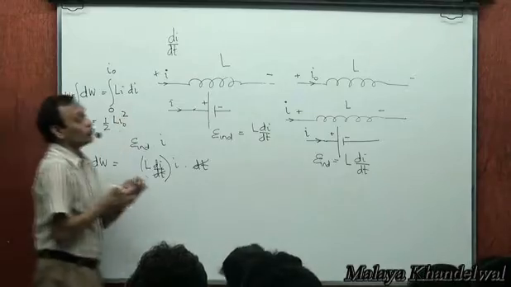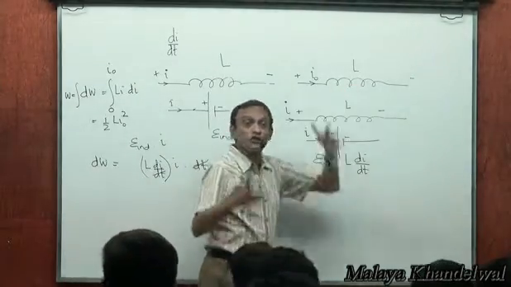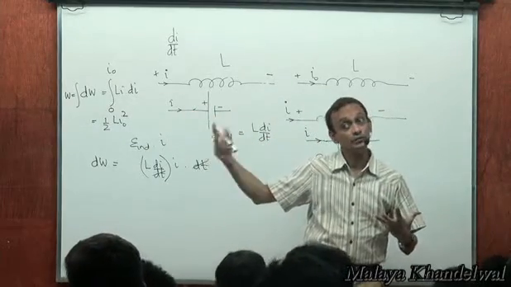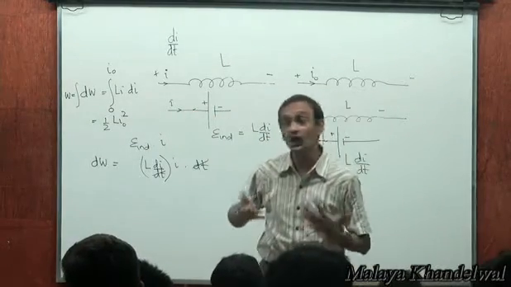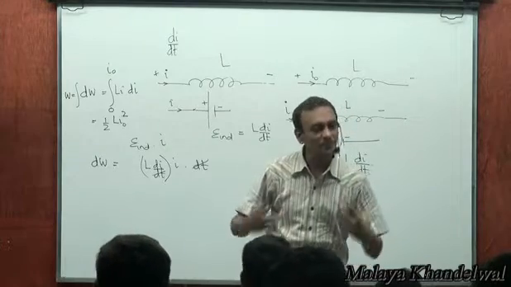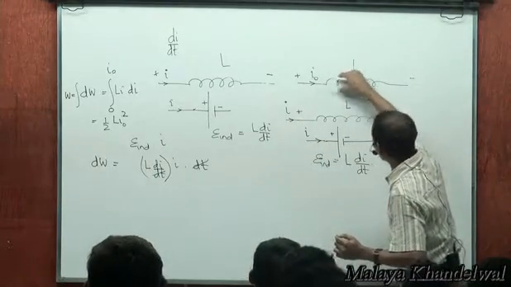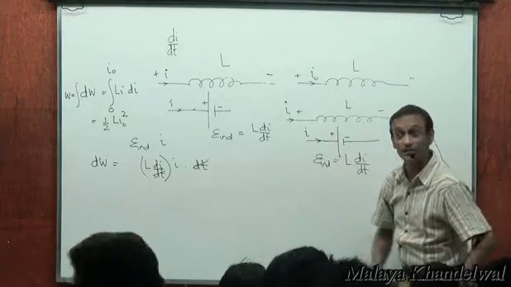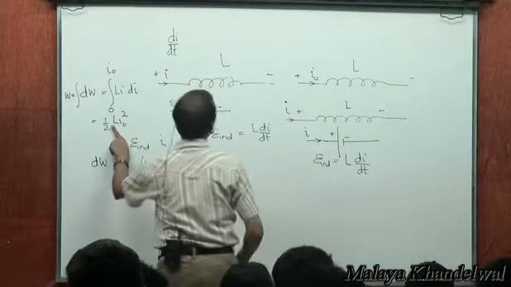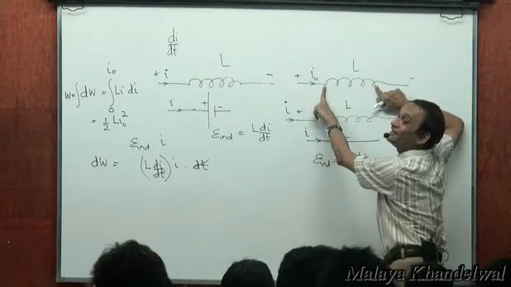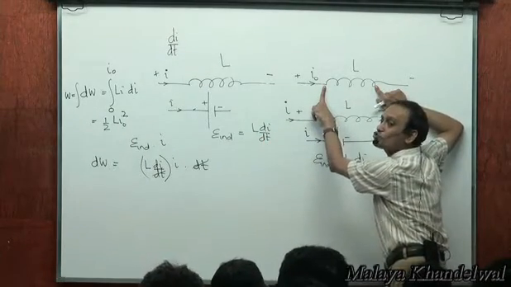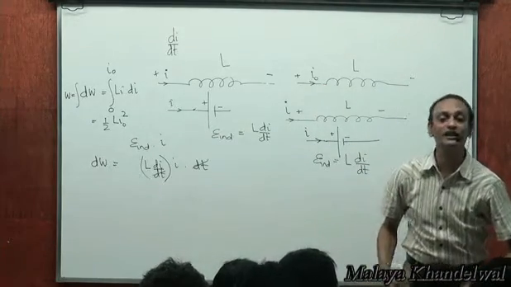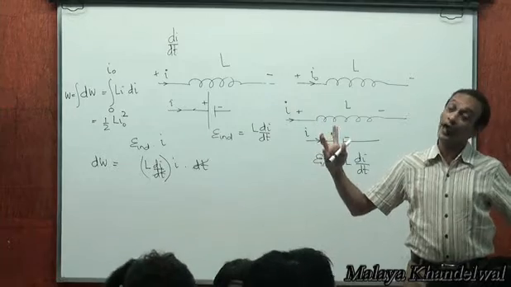That means to build it up to a current level I naught, this is the amount of work that I did against the opposition of the induced EMF, right? And this energy, this work done, does not go waste. It's saved somewhere as potential energy of the magnetic field lines in the coil. Magnetic energy. That will be the magnetic energy. So half L I naught squared is the energy stored in the inductor element at an instant when the current associated is I naught. And it's recoverable.